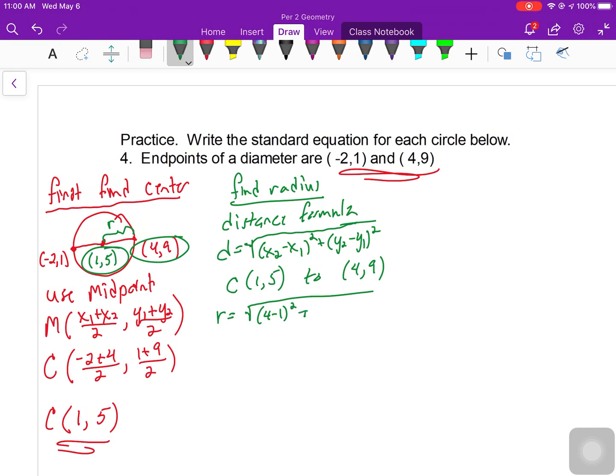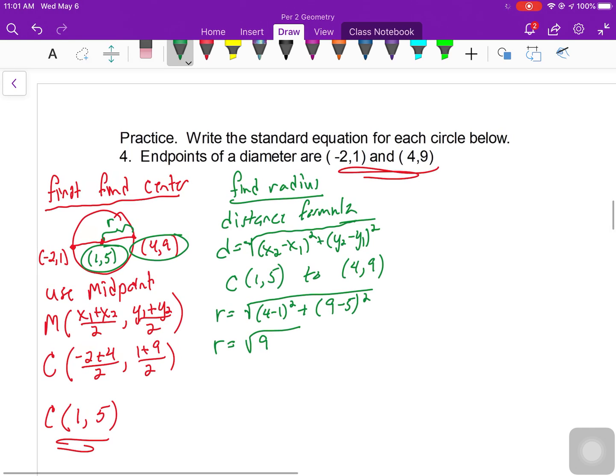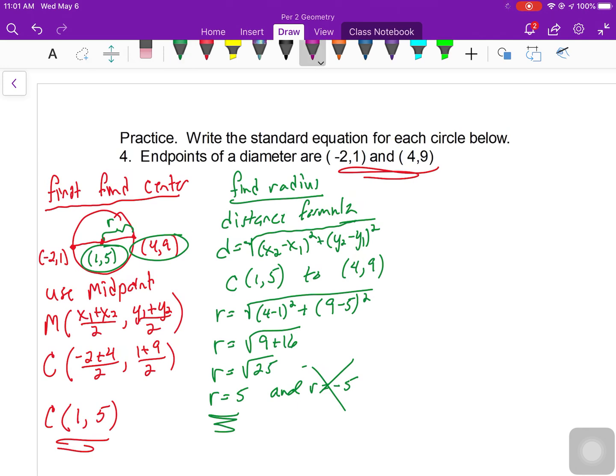So my radius would be the square root of, and then I have to take 4 minus 1 squared plus 9 minus 5 squared. Now if I work that out, 4 minus 1 is 3. 3 squared is 9. 9 minus 5 is 4. 4 squared is 16. So my radius comes out to be the square root of 25. And there's actually two answers there, 5 and negative 5. But as we've talked about earlier, we can't always use all of them. So here's my radius. The radius is 5.